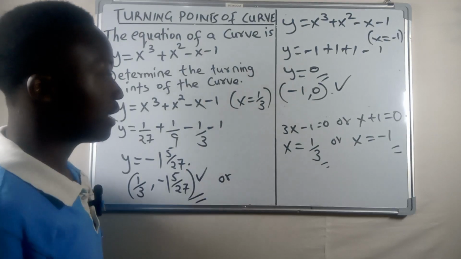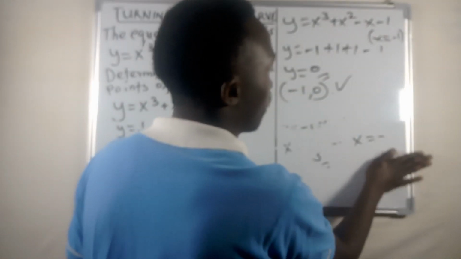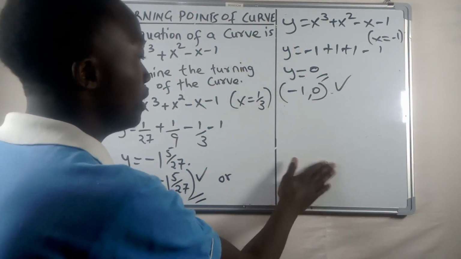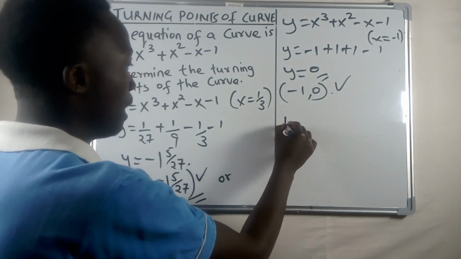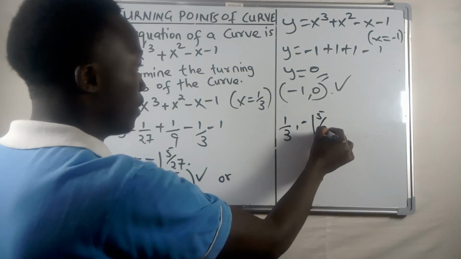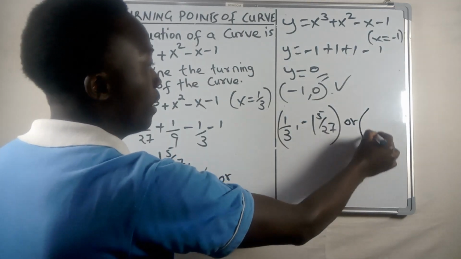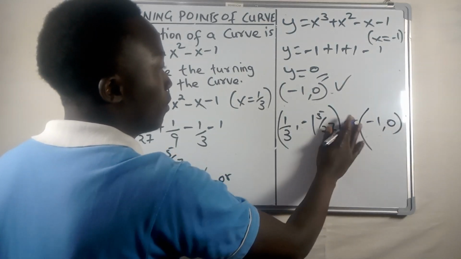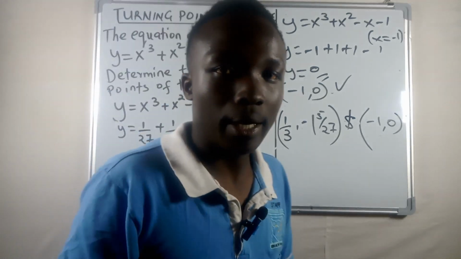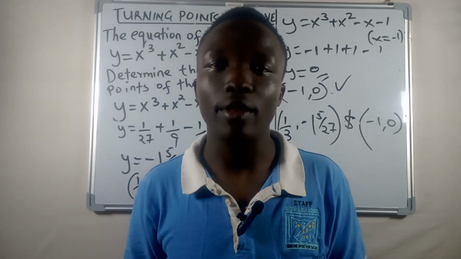And this one was our first turning point. So we can therefore conclude that the turning points are a third, negative 1 5 over 27, and negative 1, 0. By doing that, you have already been able to determine the turning points of the curve.